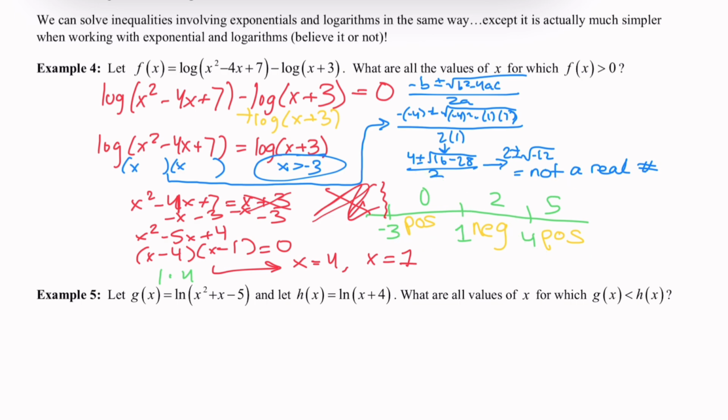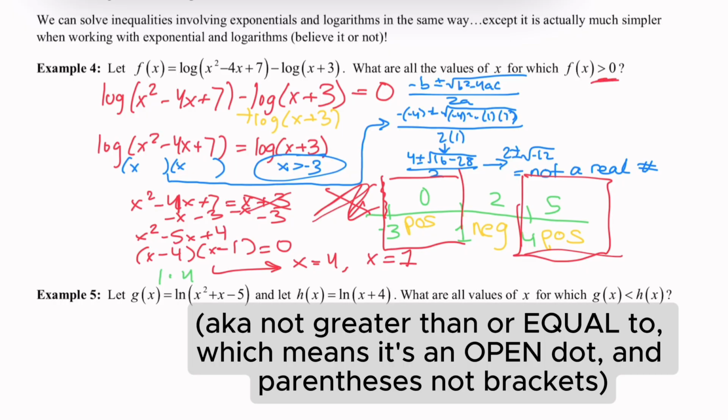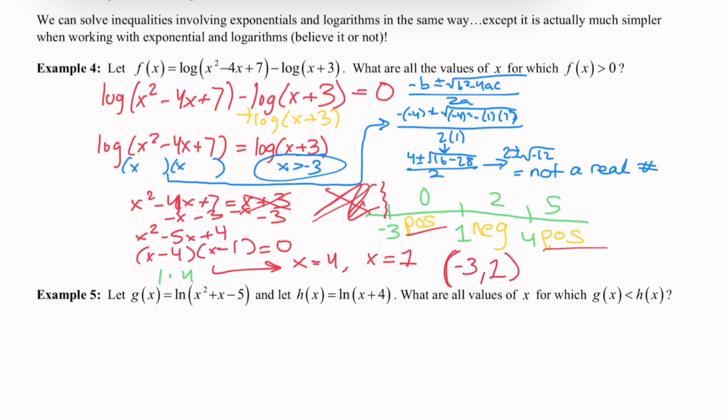So we know that it's this section and this section. And if we look back to here, it says only greater than 0. So we're not going to include the numbers that we use for our dividers, right? So our answer should be open. A parenthesis is for open. Negative 3 to 1, and to write and, you write the U. 4 to infinity. And so that is our answer.